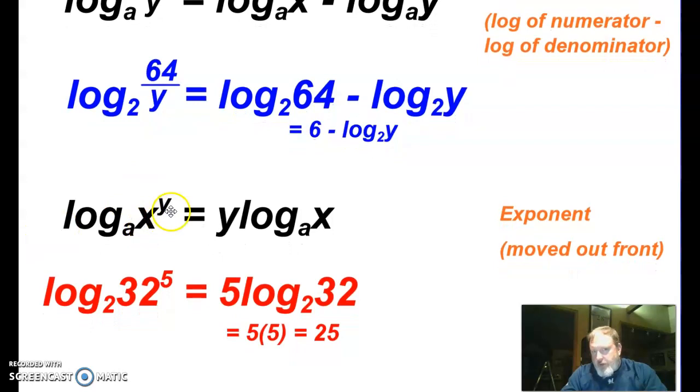If you have a log with an exponent, you can move that out front. So I'm going to take this 5 and put that out in front of the log. And so I have 5 log base 2 of 32. And this right here, 2 to the 5th is 32. So this simplifies to 5. And so we have 5 times 5, or 25. So again, when you have an exponent with a logarithmic function, you can move that out front like we did here.